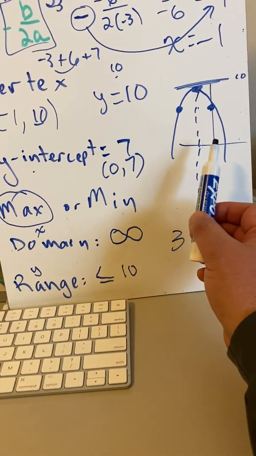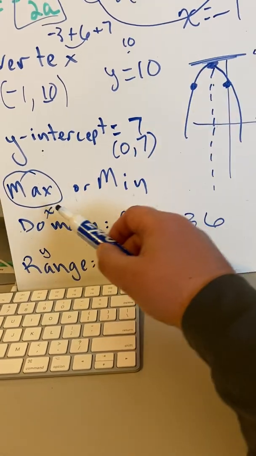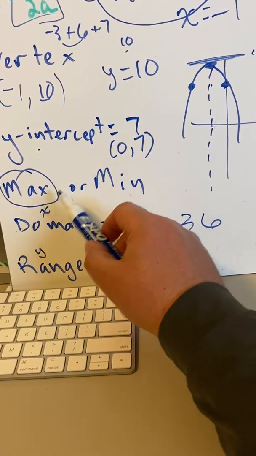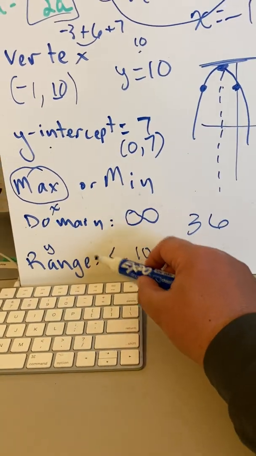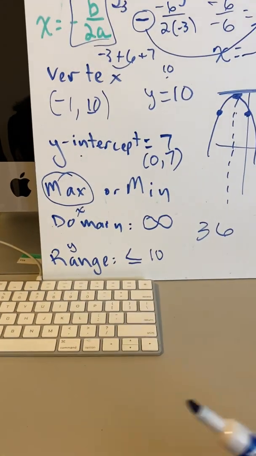It's the y that has the limit of 10 on the graph. That's your maximum value. That's why it's a max or min that you're looking at. You're looking at where your range is going to be allowed to stop and go from there.